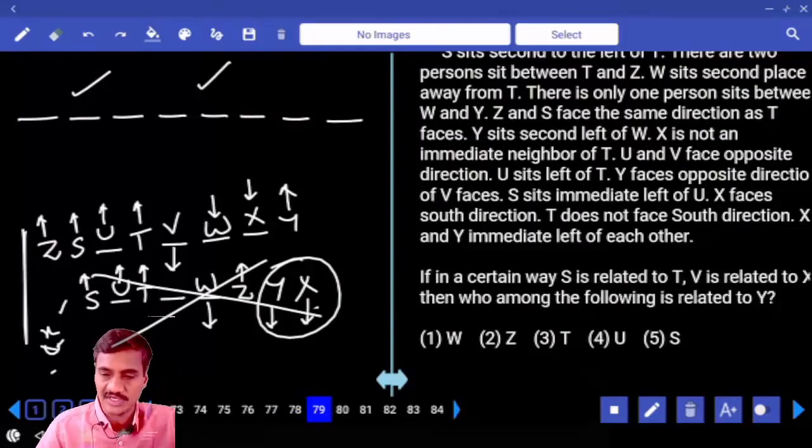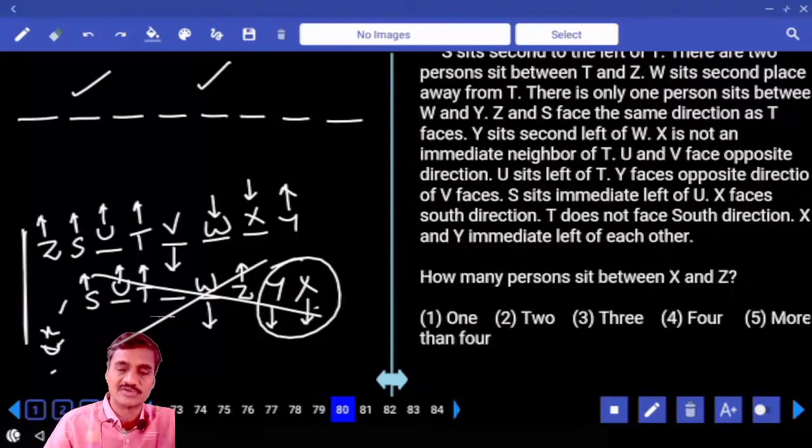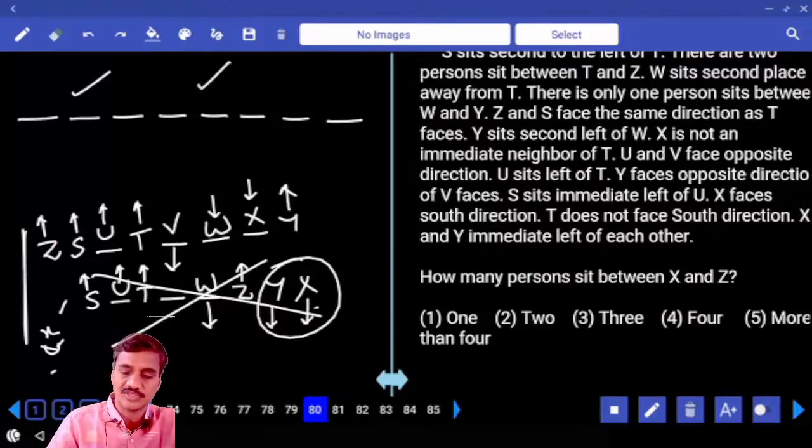Y, choice 2, 78. In a certain way, S is related to T. S is seated second to the left of T. V is related to X. V is seated second to the right of X. And in the same way, S is related to T, second to the left, and V is related to X, second to the right, and Y. And who is second to the right of Y? W. W, choice 1, 79. Then coming to this, how many persons are in between X and Z? There are exactly 5. 5 is given in choice 5, more than 4.